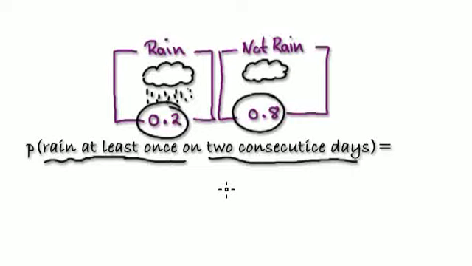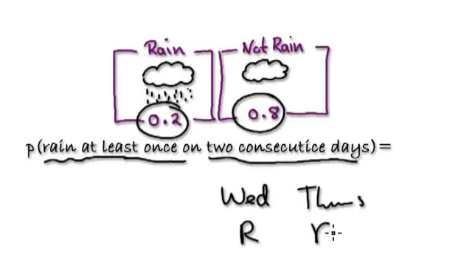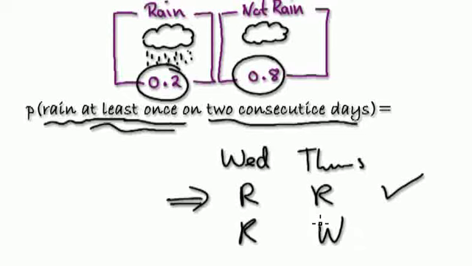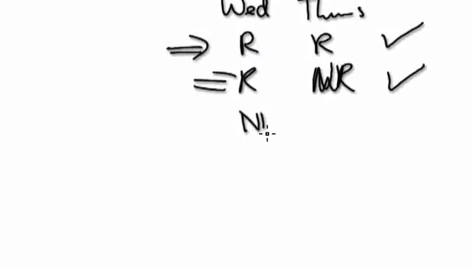So 2 consecutive days means 2 days next to each other. So for example, Wednesday and Thursday. What is the probability of it raining at least once? So if you have rain on a Wednesday, rain on a Thursday, that's a good outcome because it's at least once. If it rains, then not rain, this is a good outcome because it rained at least once. If you have not rain, and then not rain, then this is a bad outcome.